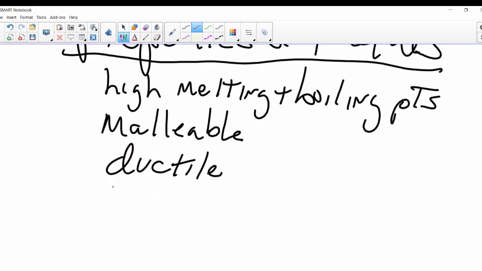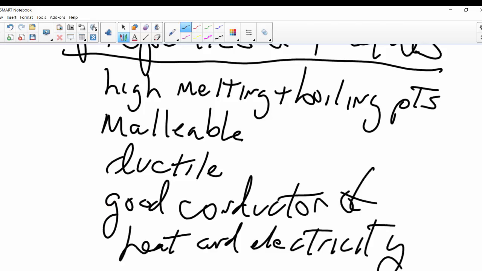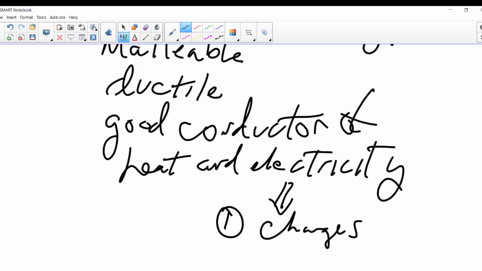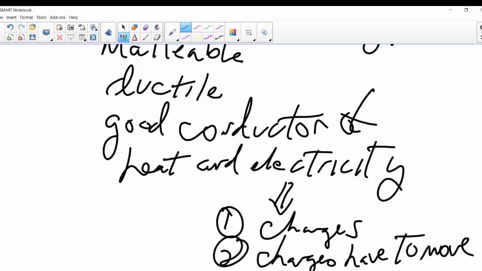Another property of metal is it's a good conductor of heat and electricity. Heat is really just energy. So to conduct heat and electricity, what you need is movement. Let's concentrate on the electricity. It's a little easier to think about. To conduct electricity, you need two things. One, you need charges. And two, those charges have to move. In order to conduct electricity, you need moving charges.